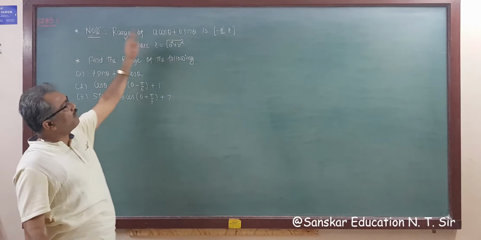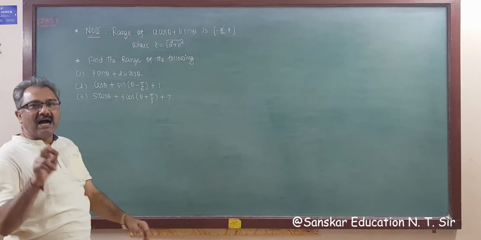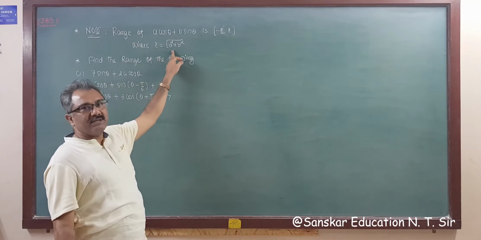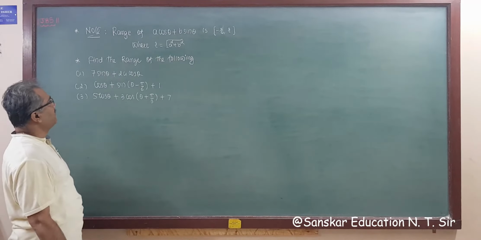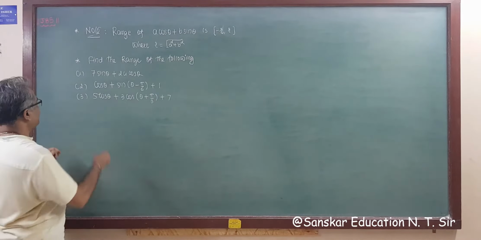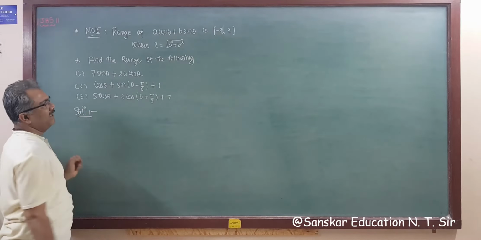So the range of a cos theta plus b sin theta is minus r to r, where r is the square root of a square plus b square, that you have to remember. Now see the first question. So, the solution of this question. Find the range of, right?